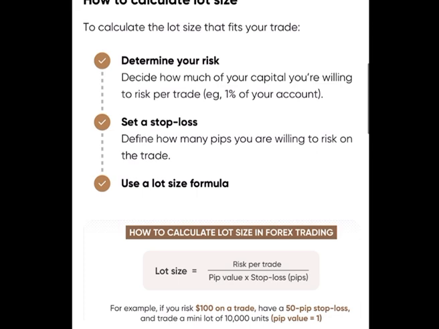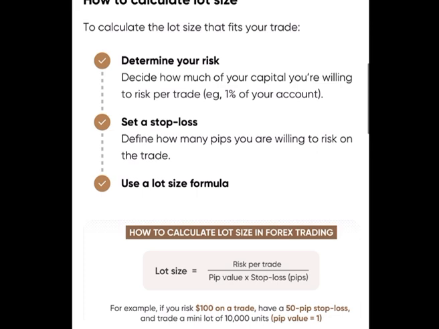So how do you calculate lot size? Is what so many people ask. To calculate the lot size that fits your trade, first you have to determine your risk. How much are you going to risk to lose? Do you have $50 and you want to trade with $50? How much are you willing to lose out of that $50?